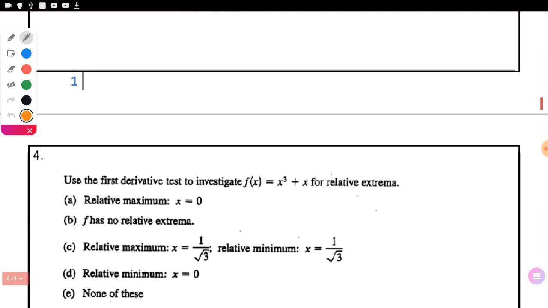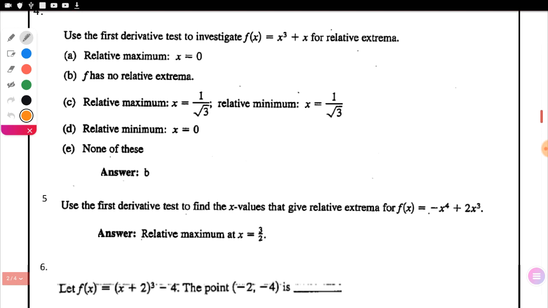Like this problem you will have in the quiz. Okay? Here, let's solve this one. Use the first derivative test to investigate f(x) = x^3 + x for relative extrema. I want to know where the relative extrema occur. What is the meaning of relative extrema? Maximum or minimum? I'll show you.